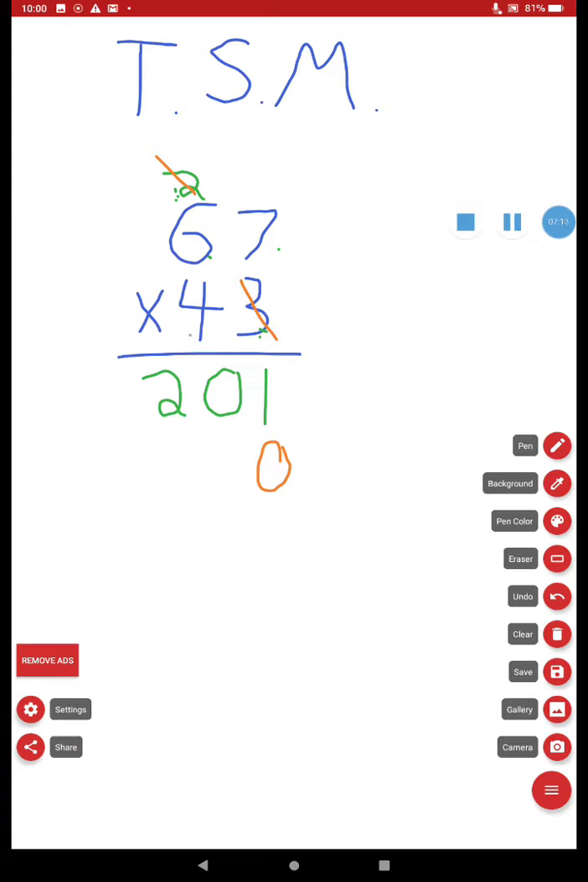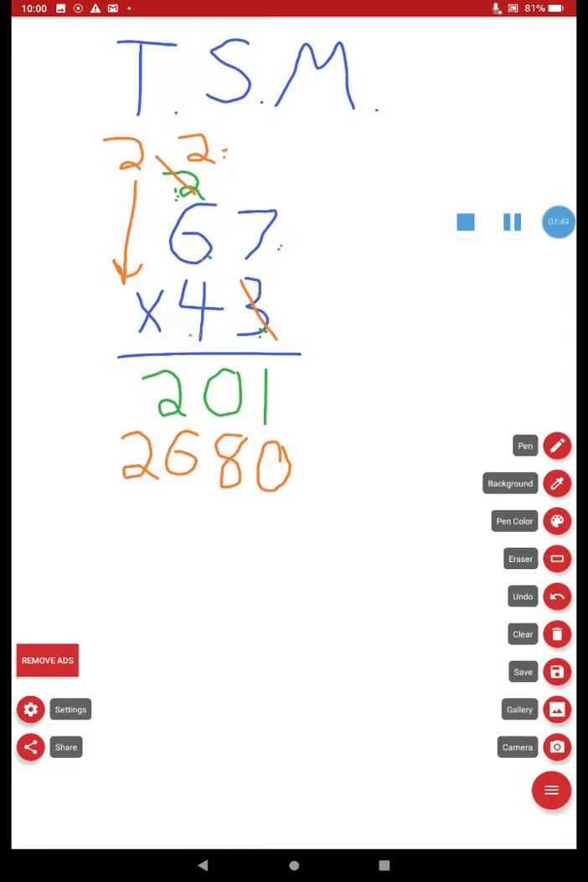Now do your 4 times 7. 4 times 7 gets you 28. Write down the 8, carry the 2. 4 times 6. 4 times 6 gets you 24 plus the 2 gets you 26. There's no place to carry the 2 up here, so it falls down, boom, down to this row.